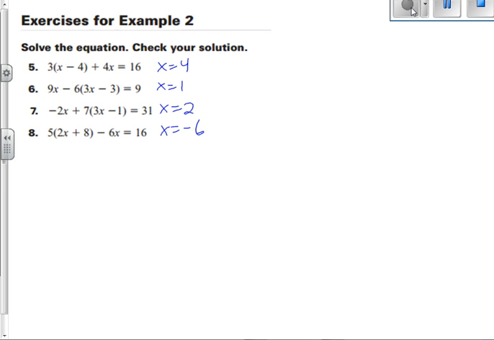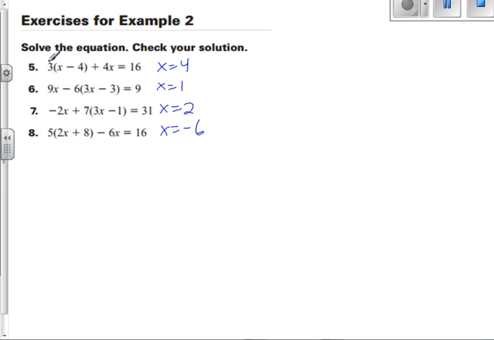All right, so in number 5, I'm going to do these mentally. And if you have any questions, you can always ask me in the morning or when you come to class again. But x is 4. At least that's what the book says. So we're going to do a mental check of that real quick. 6 would be x is 1, 7, x is 2, and then 8 is going to be negative 6. X is equal to negative 6. So let's do a mental check real quick.